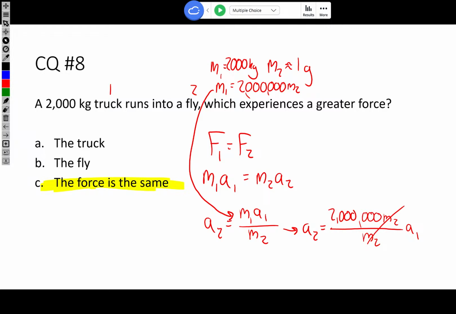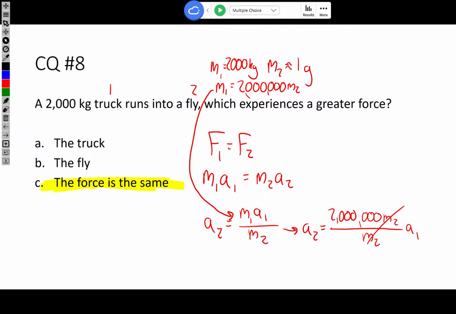This is the thing that's crazy. People think of forces as acceleration. Forces cause acceleration based on mass. So when it comes to this problem, yes, their forces are the same, but the acceleration is not. The truck's going to experience 1 divided by 2 million the acceleration. It's nothing. It's not going to change the truck, but that fly's going to accelerate really quickly.